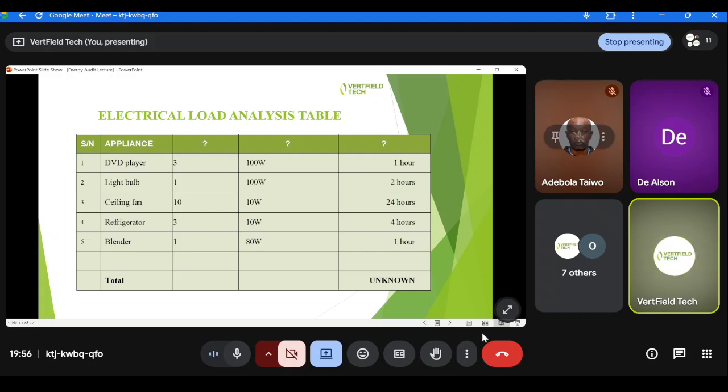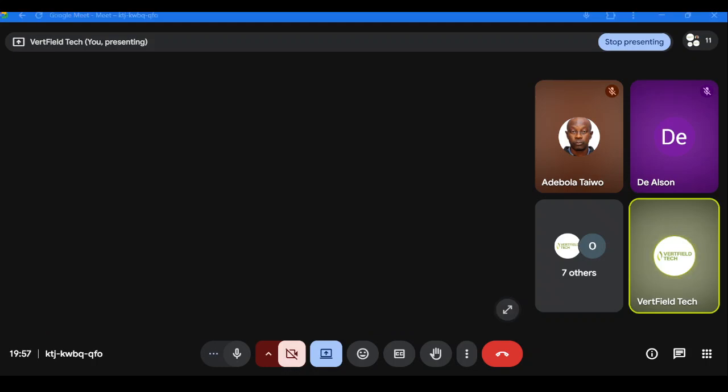On this table, it has incomplete data or information on it. As you can see, where you have the question marks, those question marks mean that there are things that are expected to be there. There are parameters that are expected to be there, which would help us carry out a load analysis on this table. But they are missing. So let us firstly talk about those parameters before we then come back to the table to know how to apply the load analysis.